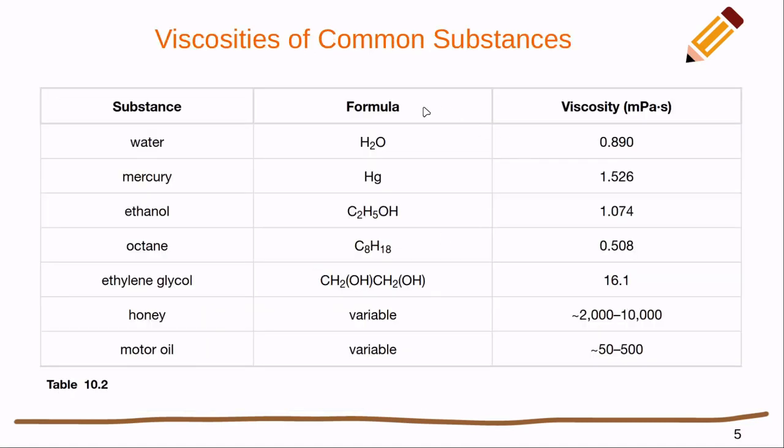Here is a table that you can see in your textbook of some common viscosities, so you can get some sense of what the scale of these different things are. So honey and motor oil can be up into the hundreds or even up into the tens of thousands, whereas water is going to have a viscosity of less than 1. And viscosity has a unit, and it's some kind of pressure times seconds. In this case we have millipascals times seconds.